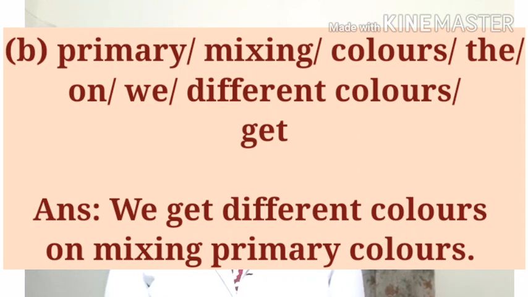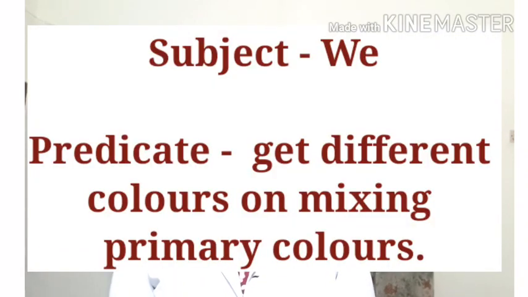Primary, mixing, colors, the, on, we, different colors, get. So how will you arrange it properly? We get different colors on mixing primary colors. So which is the subject in the sentence? It is we. We is the only subject in that sentence. From get onwards starts the predicate. Get different colors on mixing primary colors is the predicate. Okay children, shall we move to the next exercise, exercise 4?